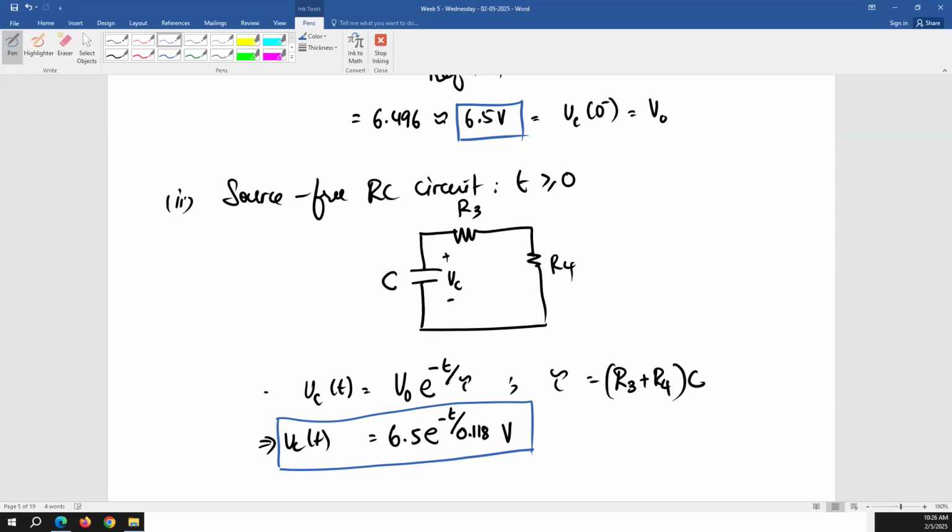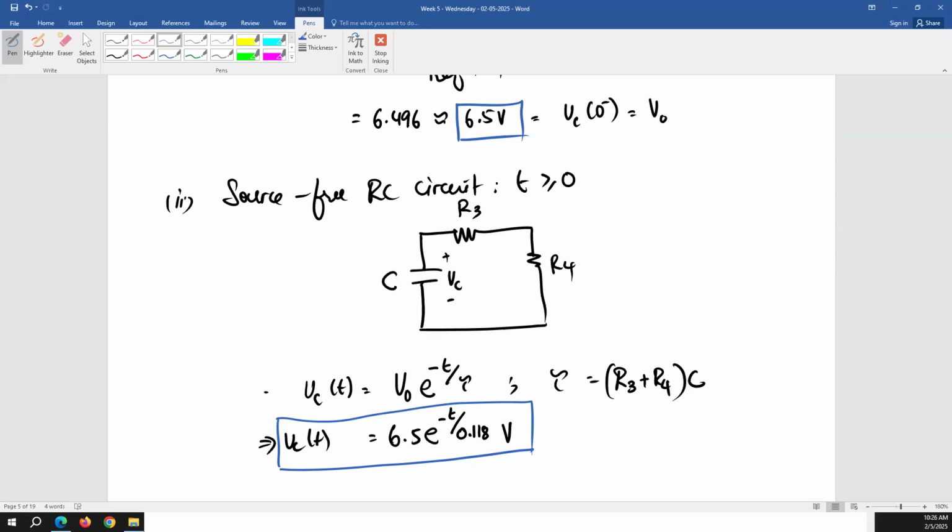So the time constant is what? 118 millisecond. 118 millisecond is the time constant. That is the time it's going to take for the capacitor voltage to drop down to 36.7% of 6.5 volt. Observe that the smaller the time constant, the faster the capacitor is going to discharge.